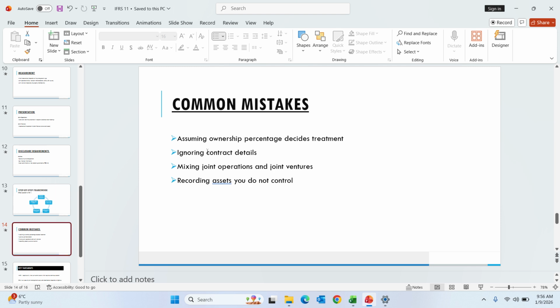Okay, what are the common mistakes to avoid? Assuming ownership percentage decides treatment. Don't assume a 50-50 split automatically means joint control, or that a 40% stake cannot be a joint venture. Ignoring contract details which define the actual rights is a mistake. Accidentally mixing the accounting for joint ventures and joint operations. And lastly, never record assets on your books that you do not actually control or have a right to.